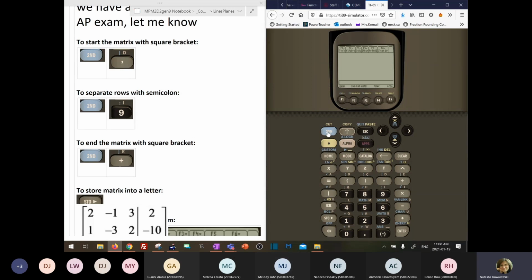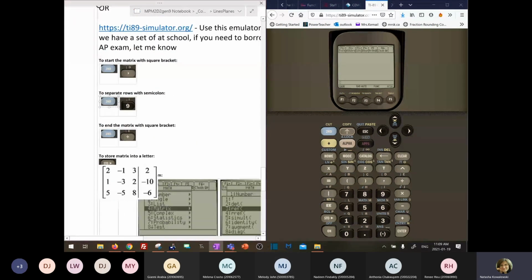Okay, so we're going to access the square bracket. So we're going to do second, and then the square bracket is above the comma. So above the 9, there's a comma, press that. So on the screen, you'll see that there is a square bracket that got typed in. Okay, let's continue. What else do we need to know?